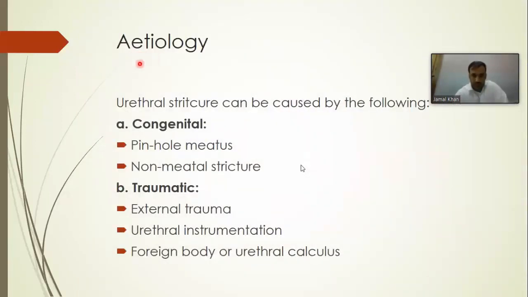And now we come to the etiology. Urethral stricture can be caused by the following. The first one is congenital. Congenital also contains meatal and non-meatal stricture. The second one is traumatic. Traumatic is external trauma, urethral instrumentation, and foreign body or urethral fibrosis.